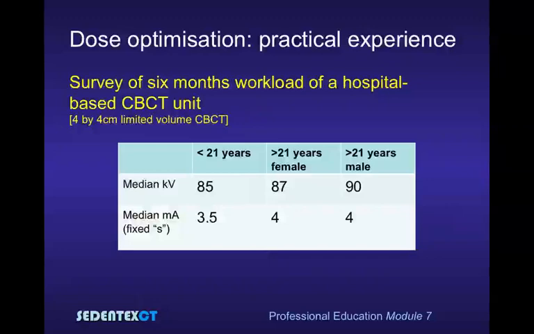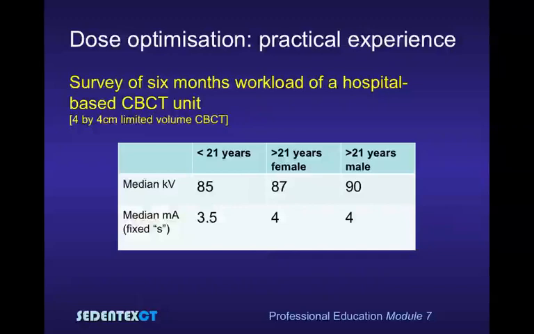Just out of interest, look at this survey of 6 months workload in a hospital-based CBCT unit. This is shown for examinations that were performed using a small volume cone beam CT. You will see here that the operators of the equipment did choose to adjust the kilovoltage and the MAS for patients according to their size and age.